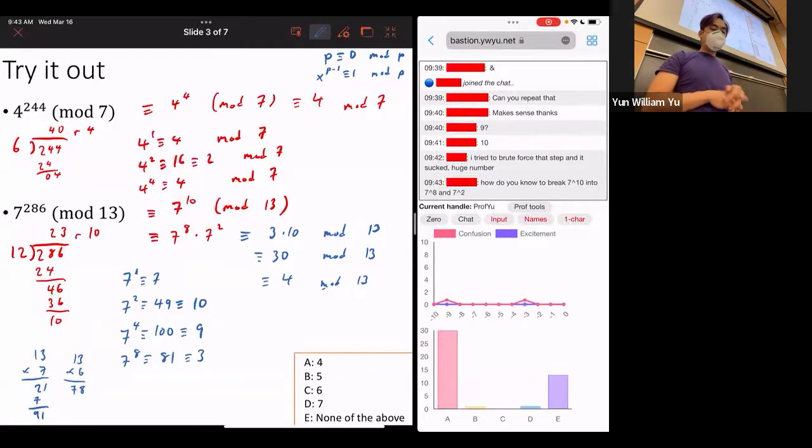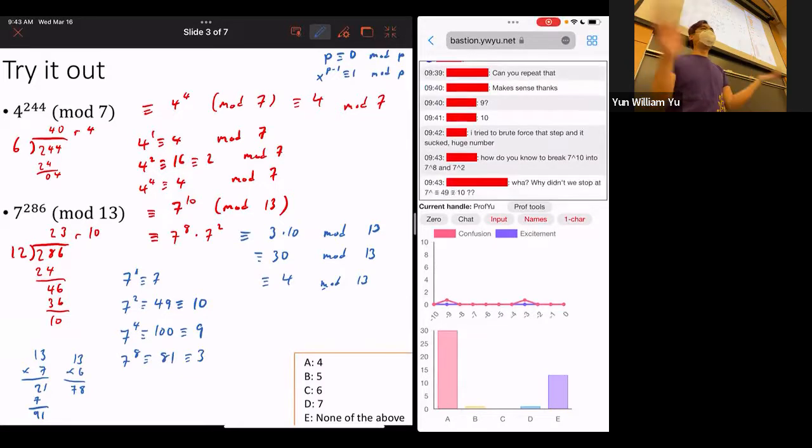How do you know to break 7 to the 10 into 7 to the 8 and 7 to the 2? So the real answer is you can break it into whatever you want. The less flippant answer is, I find one straightforward way that will always work is to break it up into the highest powers of 2 that you can. So remember, on some previous slide, I showed you a bunch of powers of 2. If you subtract out 8, you're left with 2, which is a power of 2, and so you break it up into 8 and 2.